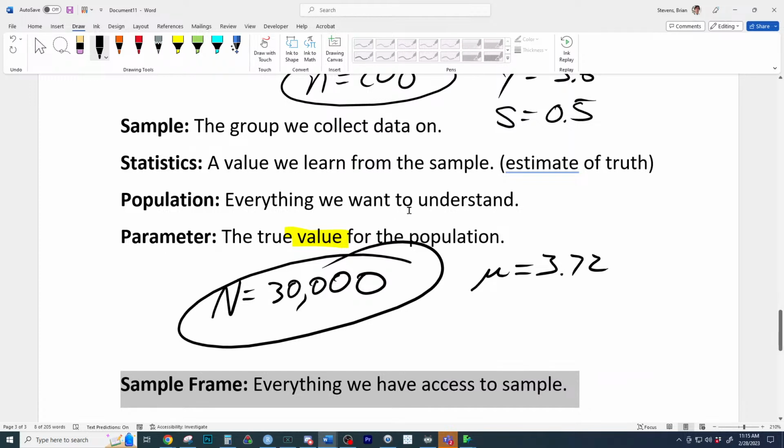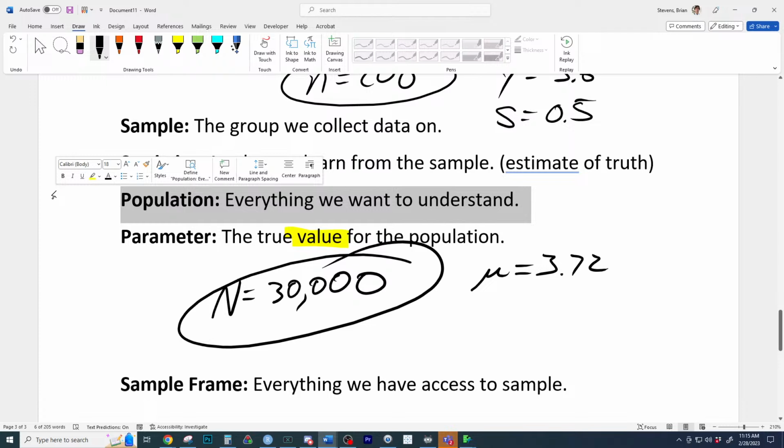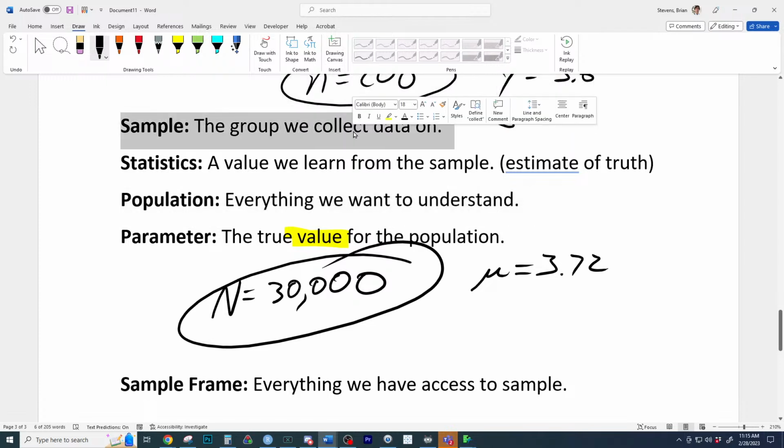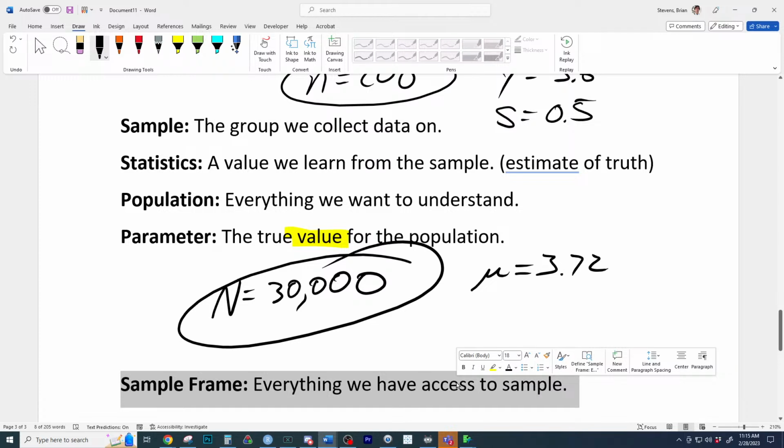We want to understand the population of all students who choose to go to dining options at UT. So in this theoretical example, Brian wants to understand students who eat at UT, like eat on campus. He's going to collect data on them by taking a sample of students, and he needs to find a way to make a good sample frame.